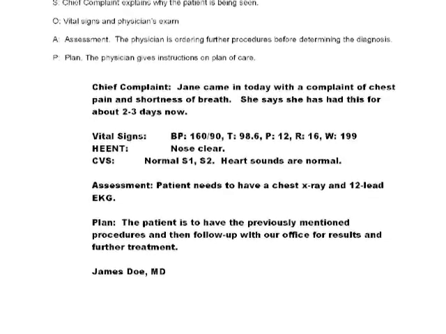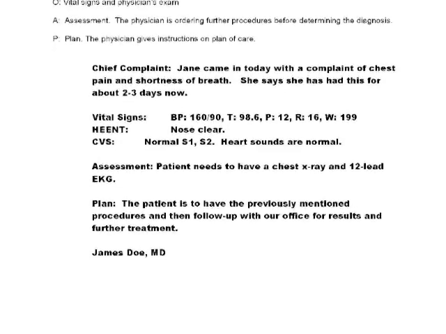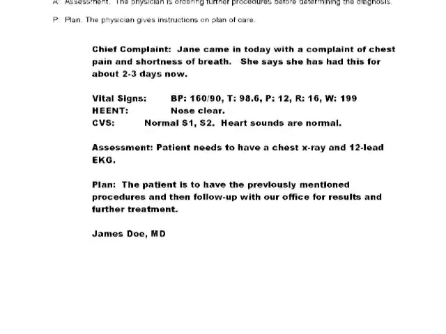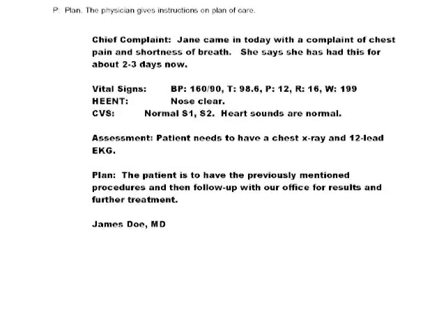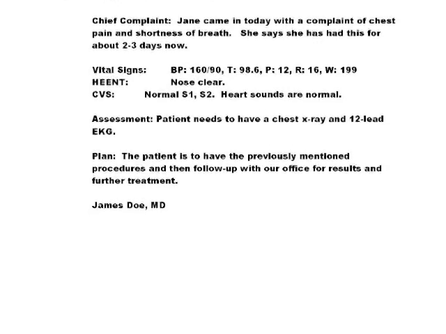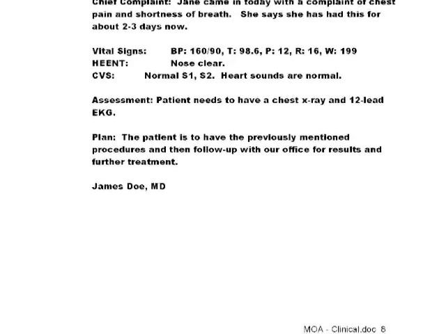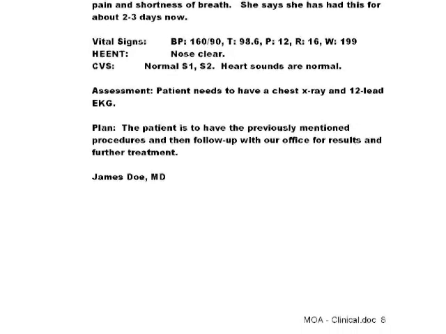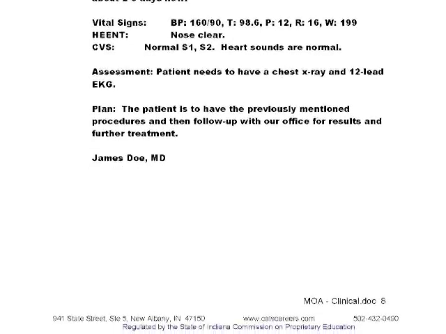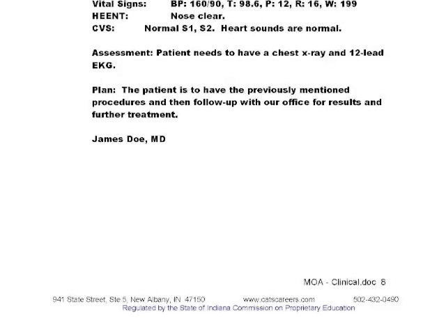The O begins with the vital signs, blood pressure, temperature, pulse, respirations, and weight. And then it has the physician's exam, H-E-E-N-T, head, ears, eyes, nose, and throat, and CVS, which means cardiovascular. A is assessment. Patient needs to have a chest x-ray and 12-lead EKG, so the physician does not have a diagnosis. And plan. The patient is to have the previously mentioned procedures and then follow up at our office for the results and further treatment. This is still considered a SOAP note.